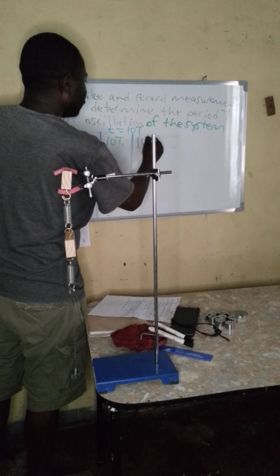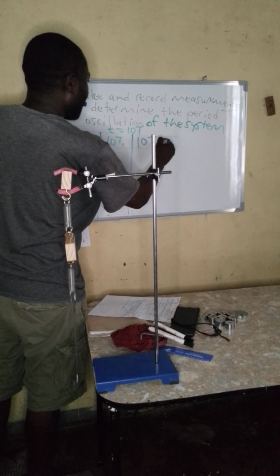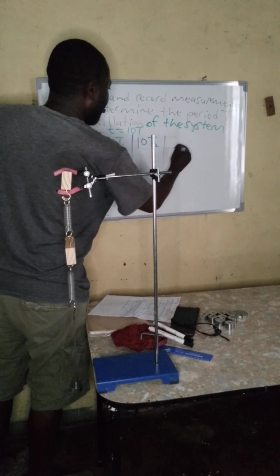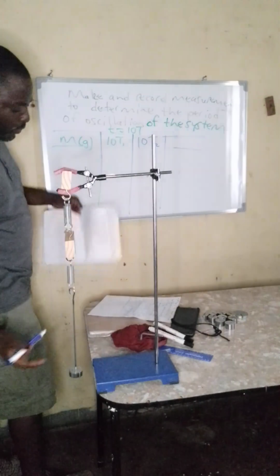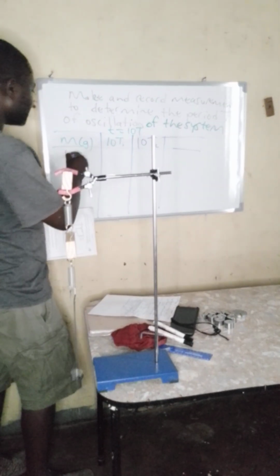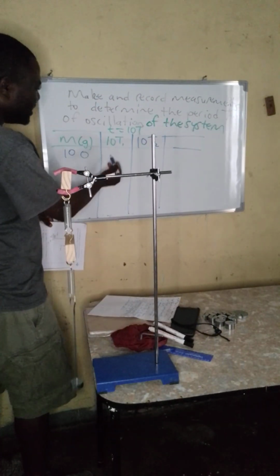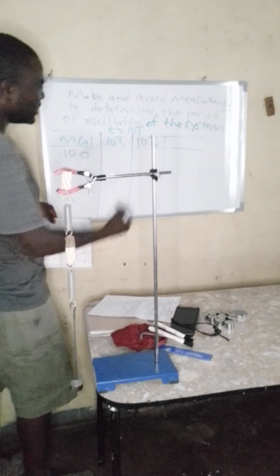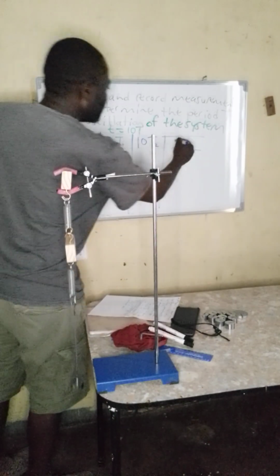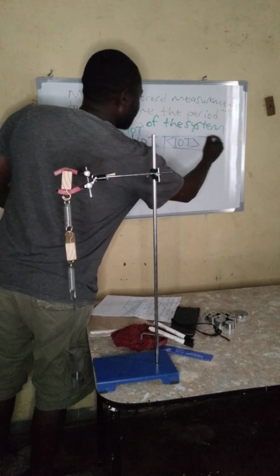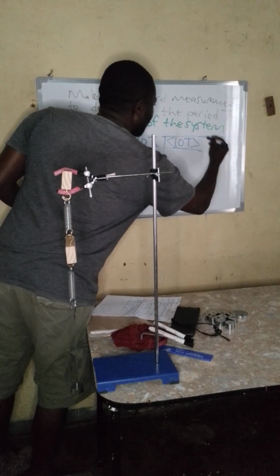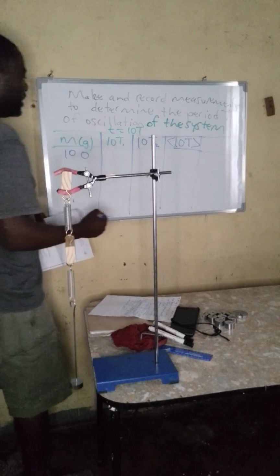Then I'm going to have 10 T2. So before, let's suppose this mass is 100 grams. We should have 100 grams and measure time for 10 oscillations, then measure another time for 10 oscillations. Then we should average this, right?